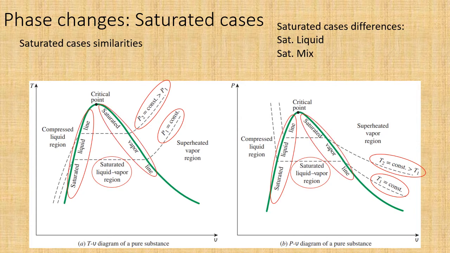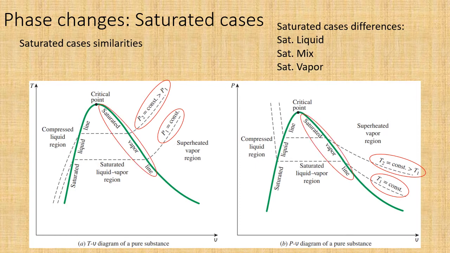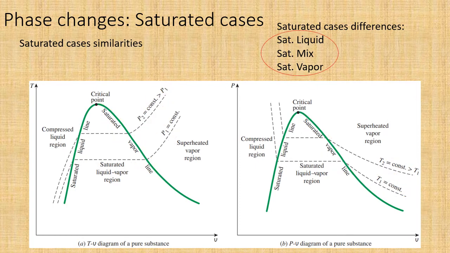The fourth case is the saturated vapor case. This occurs for a constant pressure or temperature on the saturated vapor line. The three cases occur in the transition between compressed liquid and superheated vapor.